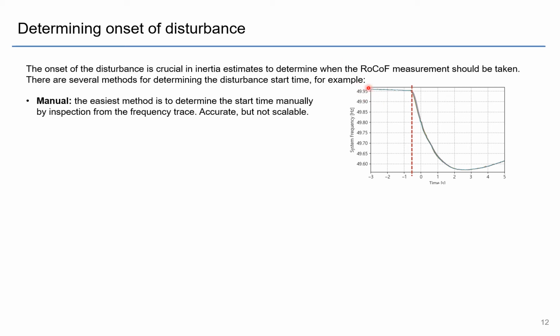So you can see here, this is a frequency trace, and here's the disturbance. By inspection, you can say, okay, it starts here, and here minus 0.6 seconds, and then you can bias or tune all your measurements of RoCoF to this single point. It's accurate, but it's not very scalable if you've got lots of data that you're working through.